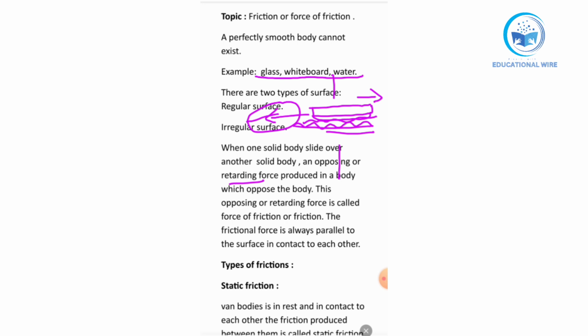The frictional force is always parallel to the surfaces in contact with each other. Like here's a weight and here's a reaction, these both are parallel to each other.